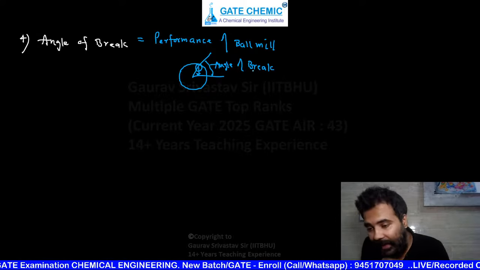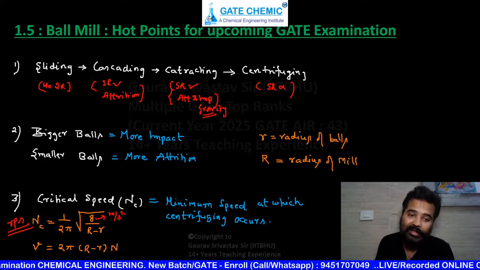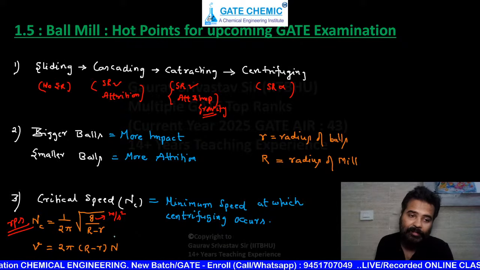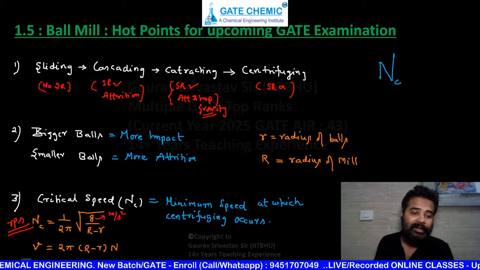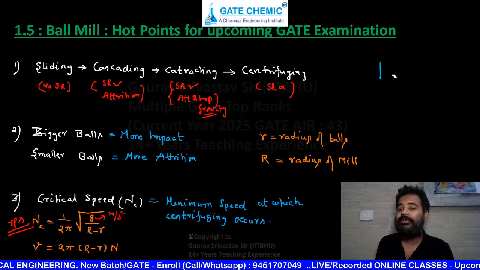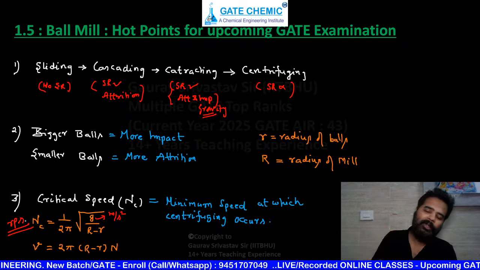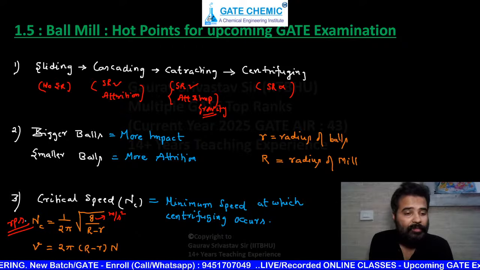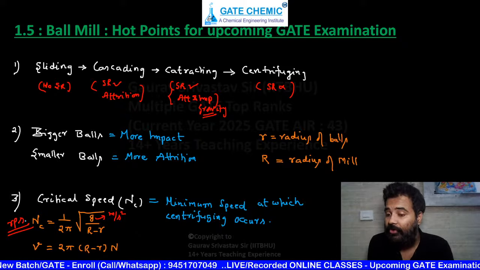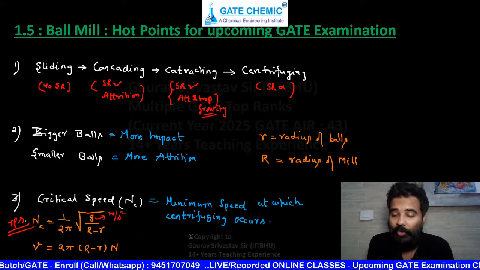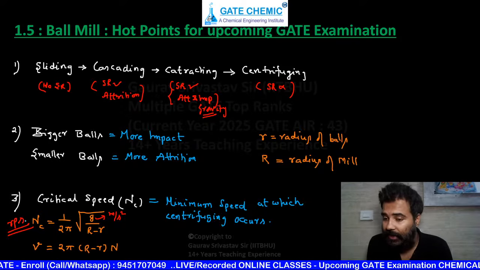Is N the number of balls? No, beta, N is critical speed. NC is critical speed. Here also this N is critical speed. There is nothing present like number of balls here. Any equation related to the number of balls calculation is not available in undergraduate syllabus, and will not be asked in your exam. How many balls you use clearly depends upon the size of your ball mill.